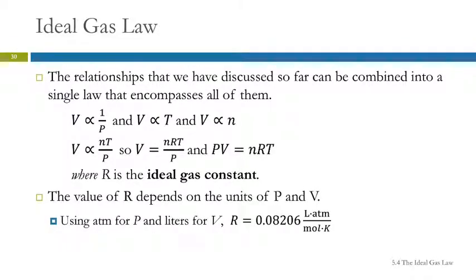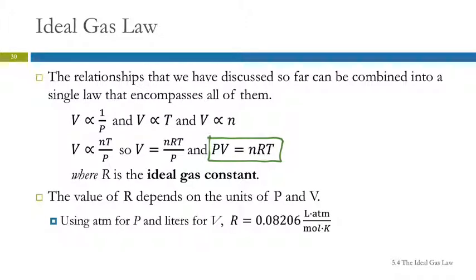So the ideal gas law. We've talked about simple gas laws. Those are relationships just between two variables, pressure and volume, temperature and volume, etc. If we combine those relationships, we come up with an expression that the volume is proportional to the number of moles times the temperature divided by the pressure. And to make a proportionality into an equality, you put a constant in there. So then we say that the volume is equal to n times the constant R, T over P, or rearranged into its more familiar form, PV equals nRT.